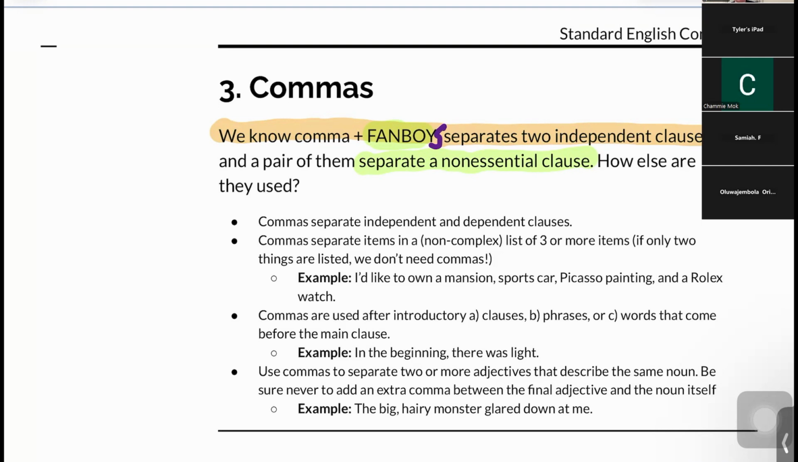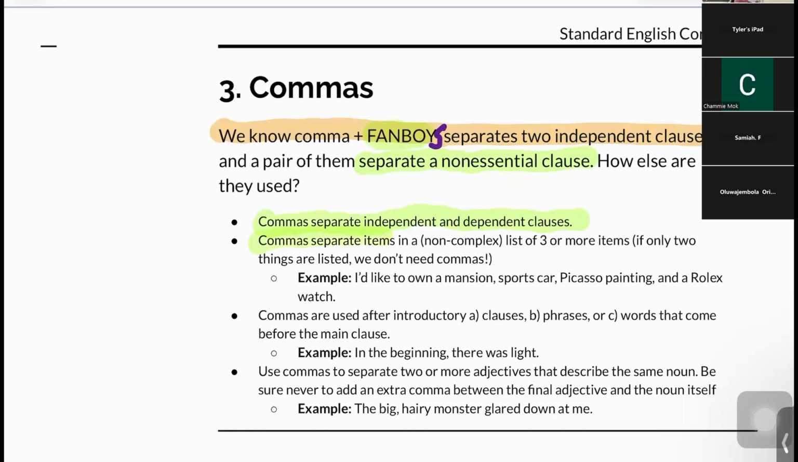Commas show up in other situations as well. They can separate independent and dependent clauses. They don't need any help in that situation. You have an independent clause, you have a dependent clause next to it. All you need is a comma, no need for a conjunction. They can separate independent and dependent clauses.